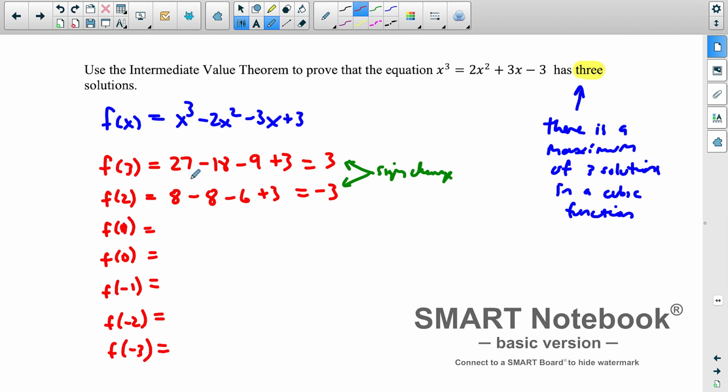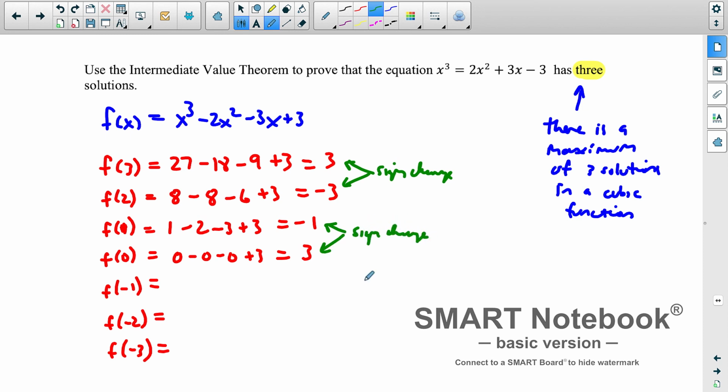So 1 cubed is 1. 1 squared is 1 times negative 2 is negative 2. Negative 3 times 1 is negative 3, plus another 3. 1 take away 2 is negative 1, negative 4, negative 1. Okay, no sign change. The function's still below the x-axis. Let's go with 0. 0, take away 0, take away 0, plus 3 gives us 3. Oh, we're back above the x-axis. The only way that could have happened is if we cross the x-axis somewhere. So this is another sign change. There's another 0, another solution there. Okay, we just need one more sign change and we're done.